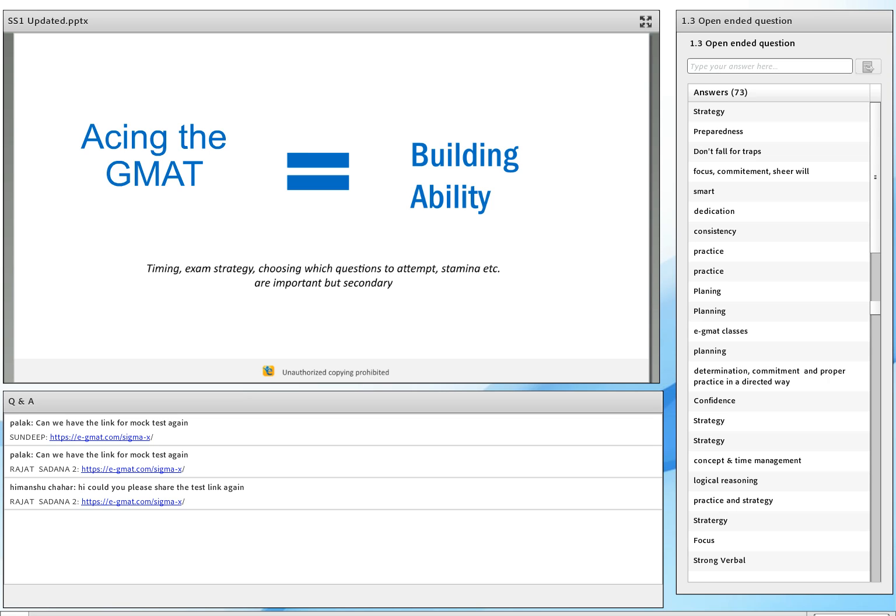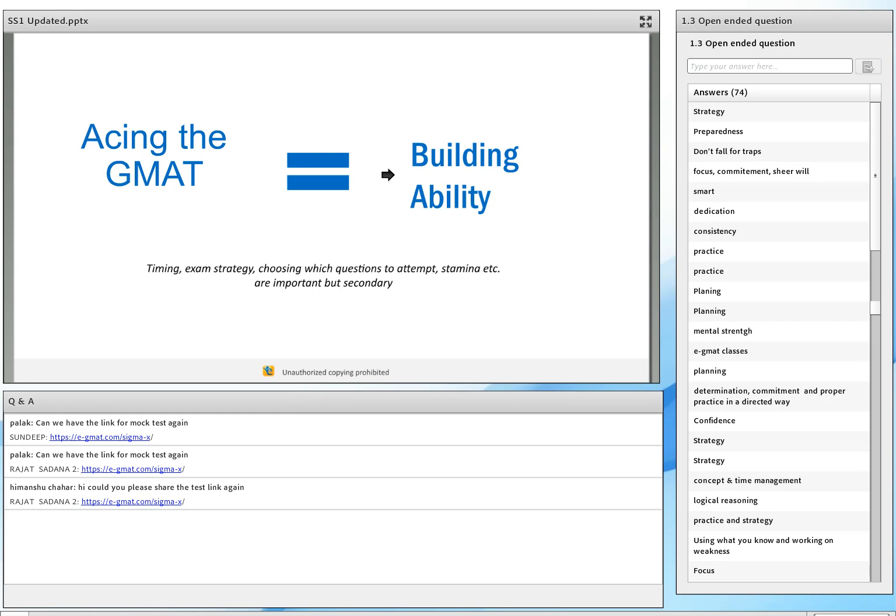Some of these other things that you have over here: timing, exam strategy, figuring out what to do and what not to do while you are in the test, and stamina. They are important, but when it comes to their relative importance to building ability, that's secondary. Secondary in the sense that 80% of whether you ace the GMAT or not depends on your building ability.